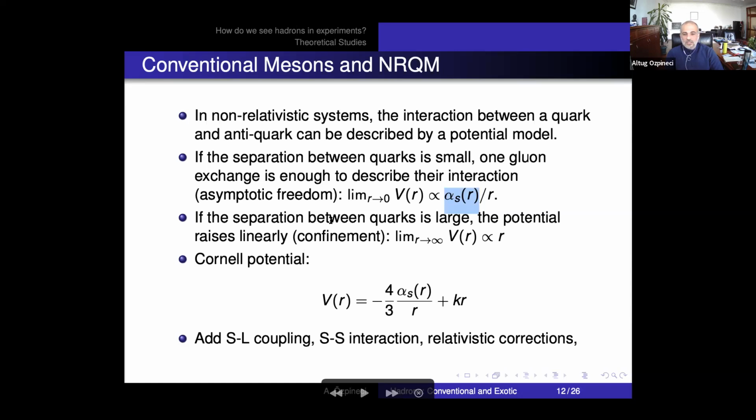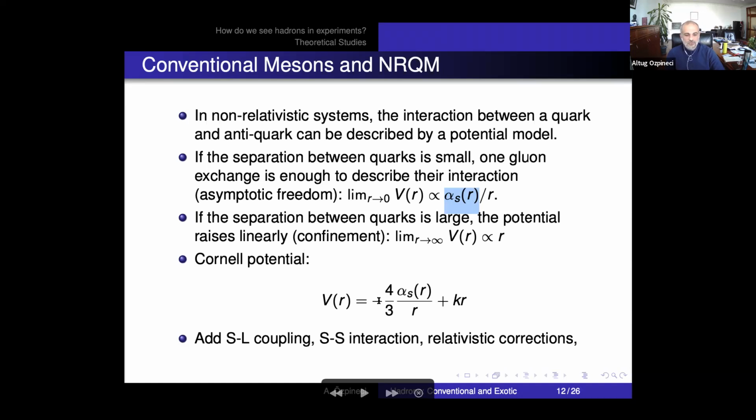On the other extreme, if the separation is large, we know from lattice computations, at least, that the flux tubes do form. And if there's a flux tube forming, if you increase the separation, the potential energy, which will be the energy stored in this tube, will increase linearly. So we know that at large separations, the potential should increase linearly. And the simplest potential you can write that satisfies these 2 asymptotics will be just their sum.